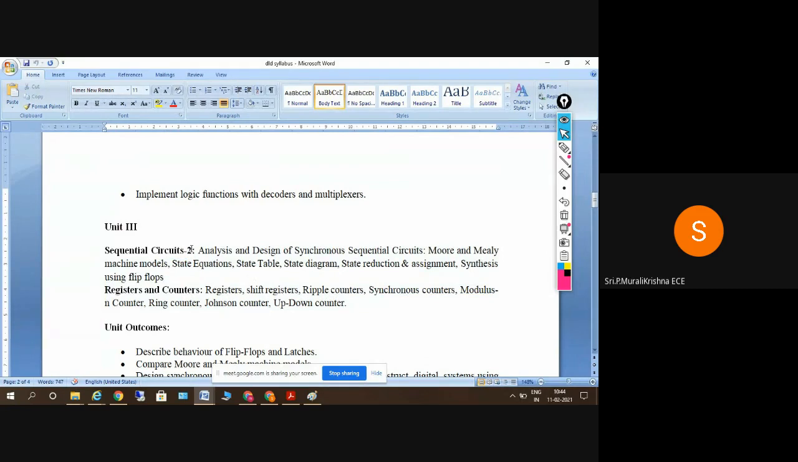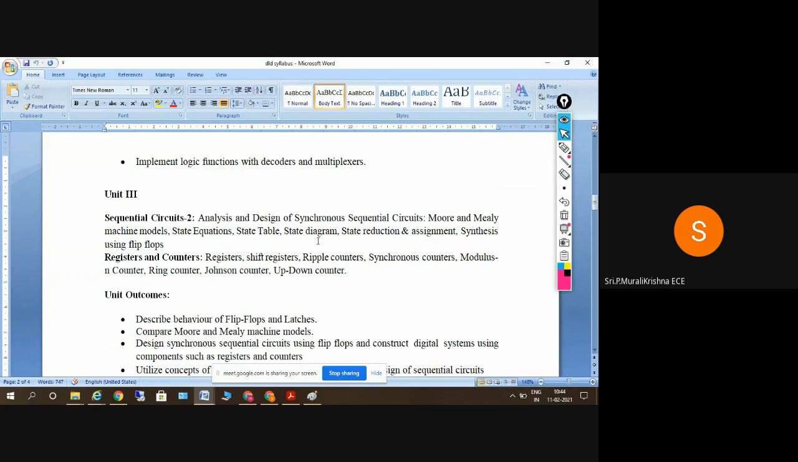Sir, analysis and design of sequential circuits here. So we are doing the analysis part right now. Once the analysis is done, we'll go for the design part. We'll see the analysis first, next we'll go for the design. Clear?